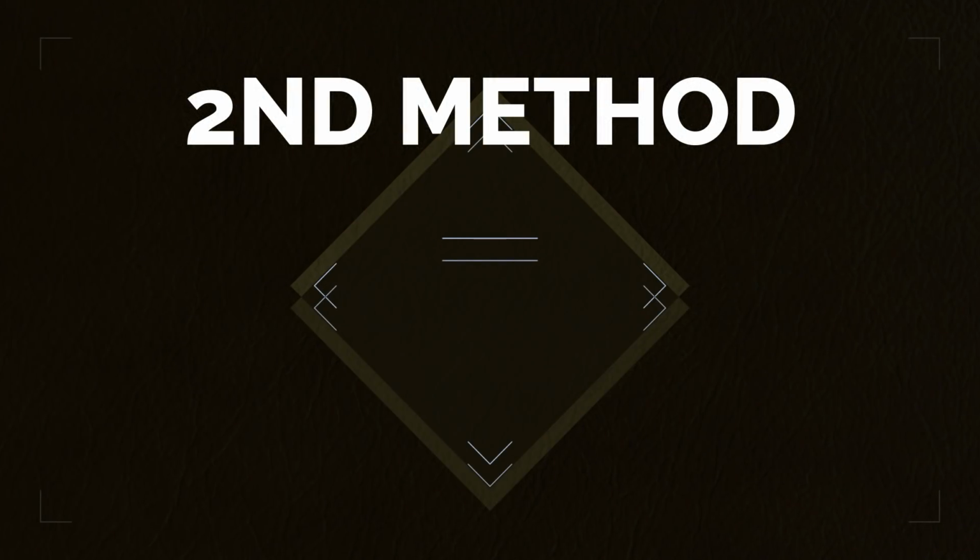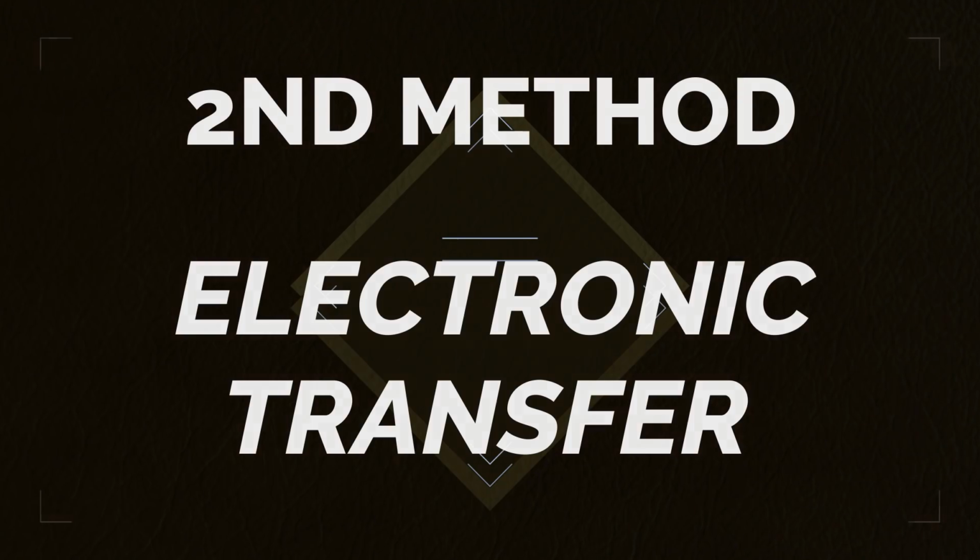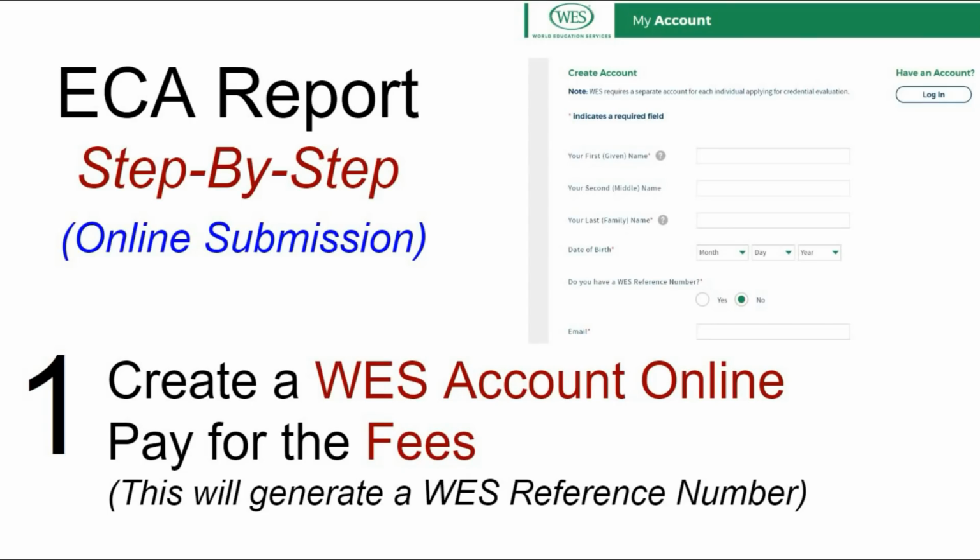Second method, electronic transfer. Alright guys, so if you want your documents submitted to WES not through mail, not through courier, but rather online, then these are the steps that you need to follow. Now step 1, similar with the traditional way, is to create a WES account online, pay for the fees, and of course this is going to generate a WES reference number for you.